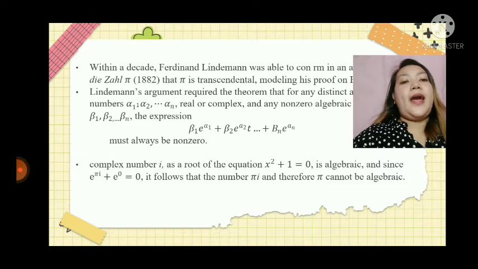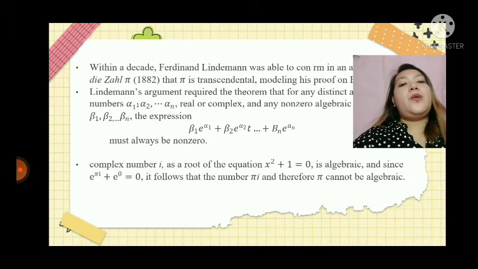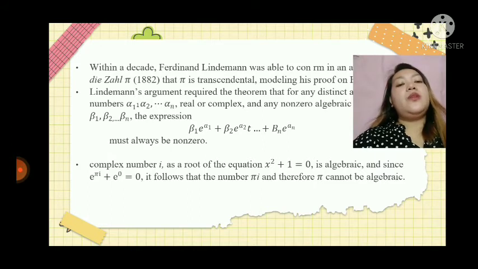The complex number i is a root of the equation x squared plus 1 equals 0, so it is algebraic, and since e to the power of pi i plus e to the power of 0 equals 0, it follows that the number pi i, and therefore pi, cannot be algebraic.